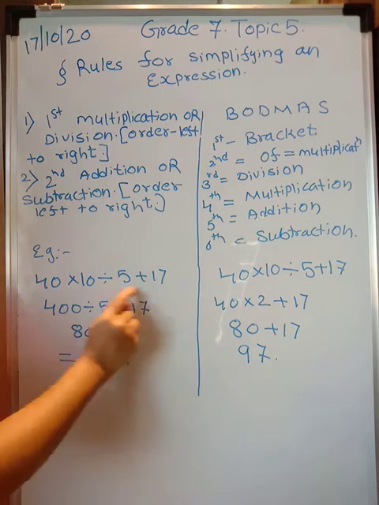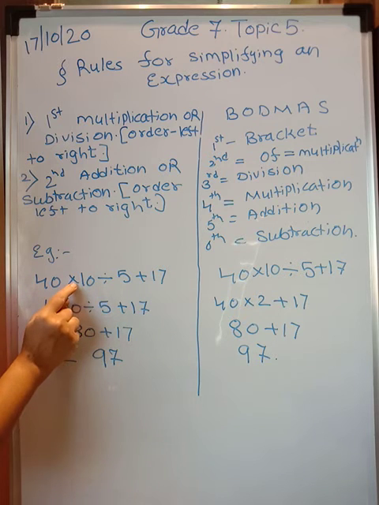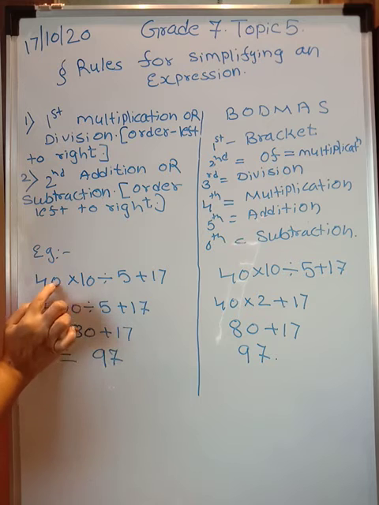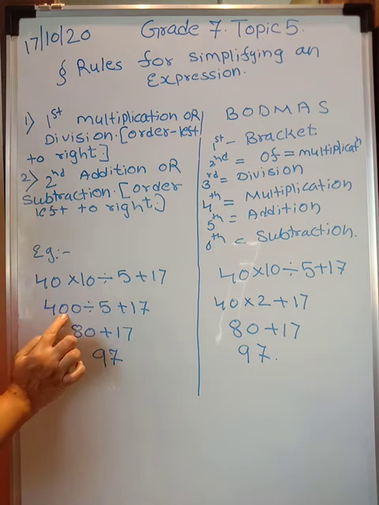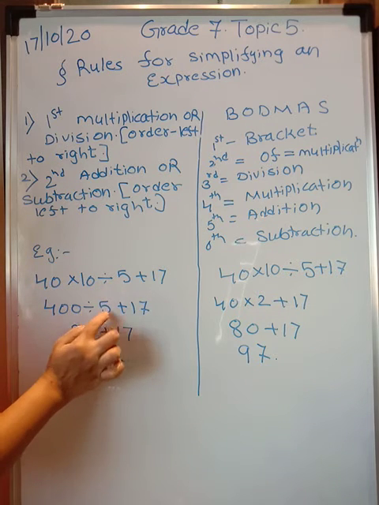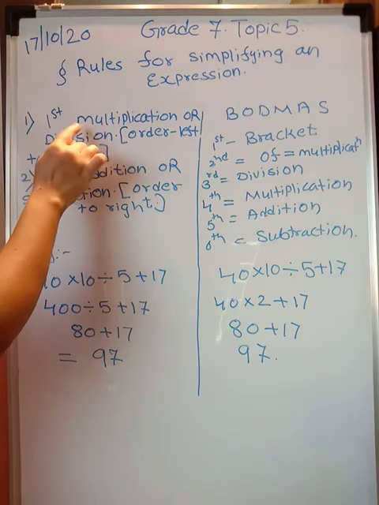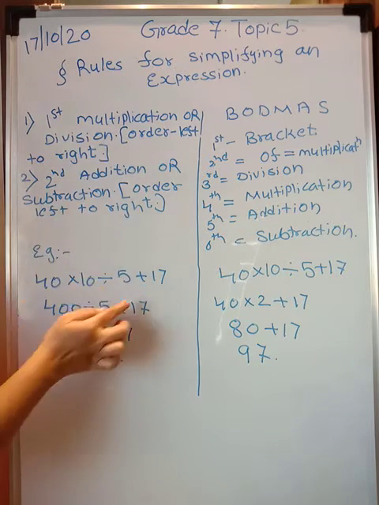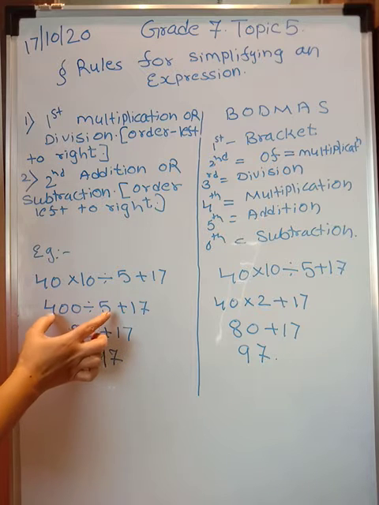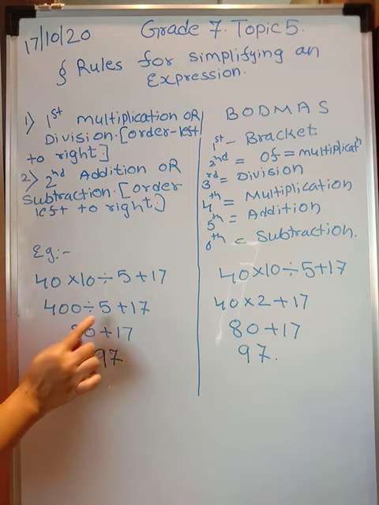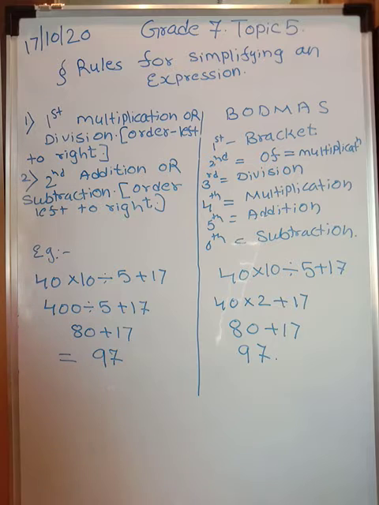So if I am moving from left to right, in this case multiplication is coming first. So I have done multiplication first. 40 into 10 is 400 and then comes division. Again, a plus and a division sign are there, so always first preference should be multiplication or division. So now division is there. I am doing this division, I got 80, and then I will do addition, I got 97.